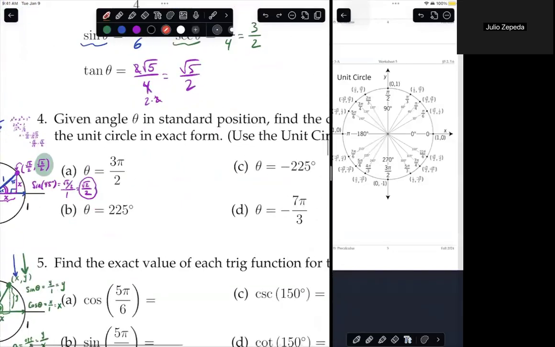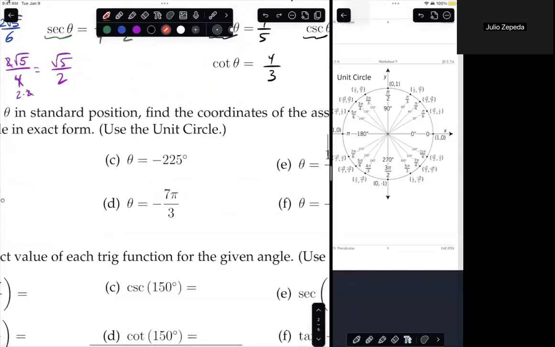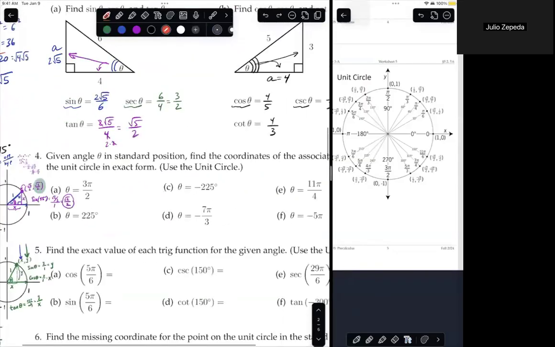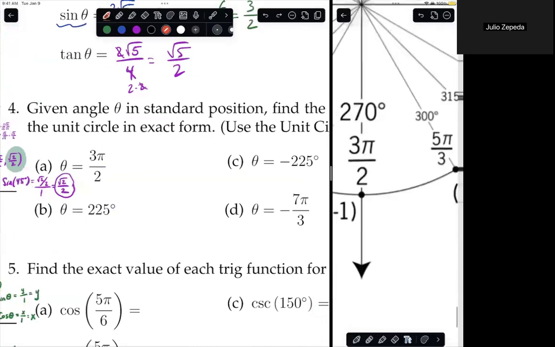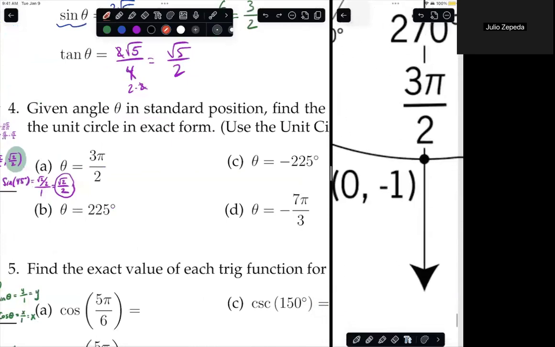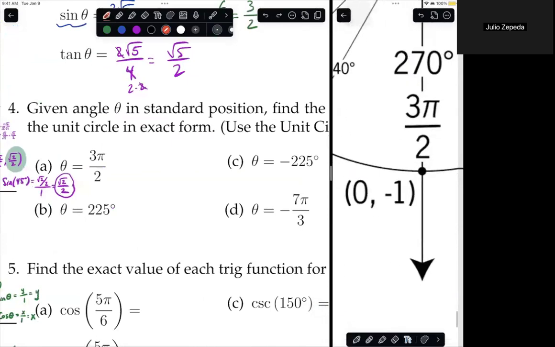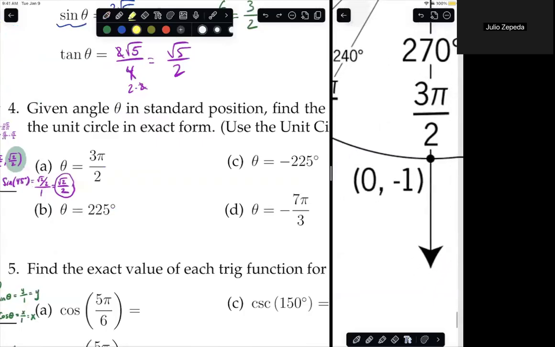And it says, given an angle in standard position, find the coordinates of the associated point on the unit circle in exact form. Use the unit circle. Okay, so we'll go to the unit circle, and we want to find the angle, 3 pi over 2. And the associated point is this one here. And so that's the answer.